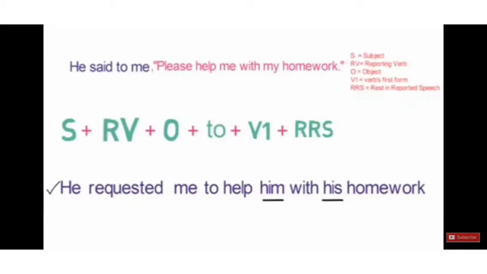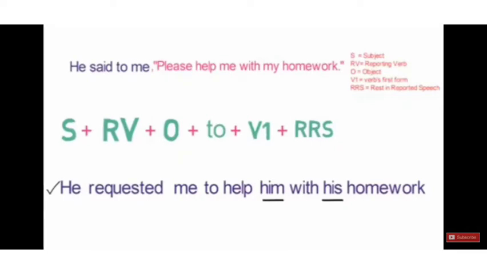Next we see another example. Example number 2. He said to me, please help me with my homework. Students, as usual, our structure is subject plus reporting verb plus object plus to plus verb first form plus remaining part in the reported speech. Here the subject is he, reporting verb said to. It will be converted into requested. We should eliminate the word please as per the rule and sense of the given sentence.